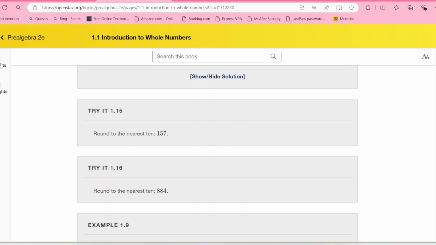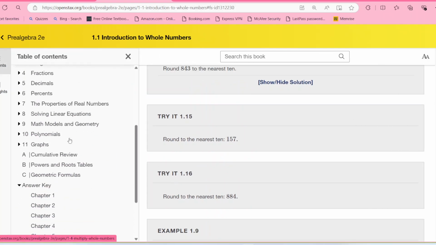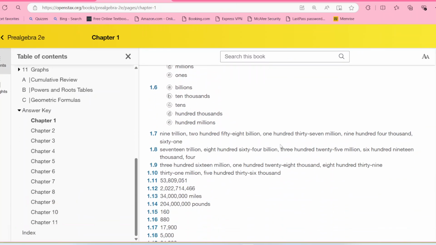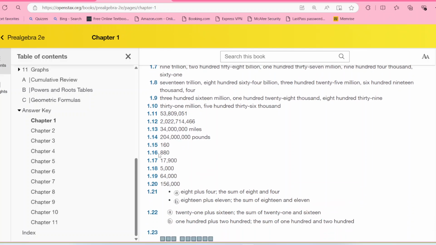880. Let's double check that again. Always good to check your work. So back to chapter 1 and the answer key. Try it 1.16, 880. Wonderful. Let me go back to the reading.